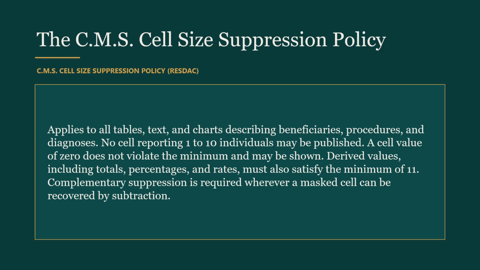Rule 4. Derived values. The minimum applies not only to raw counts but to anything computed from them. A percentage, a rate, a ratio, or a total that reveals or permits reconstruction of a cell in the 1 to 10 band is itself a violation.